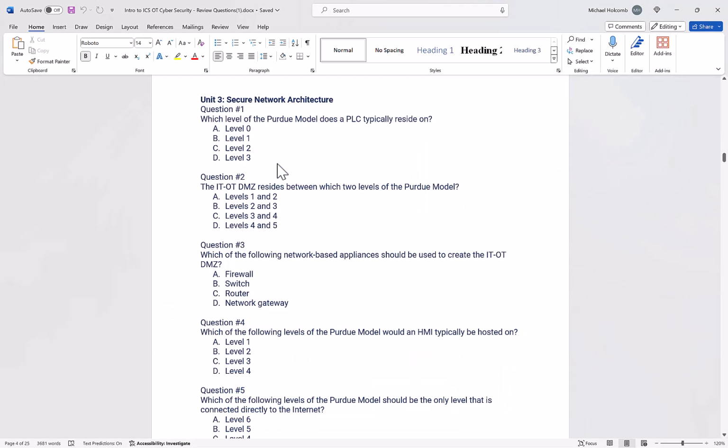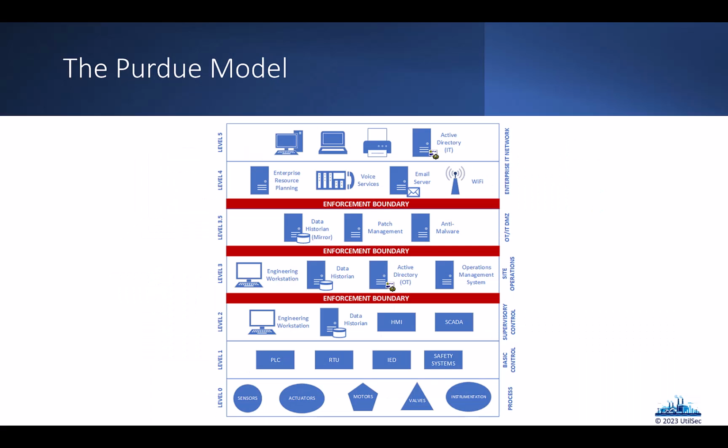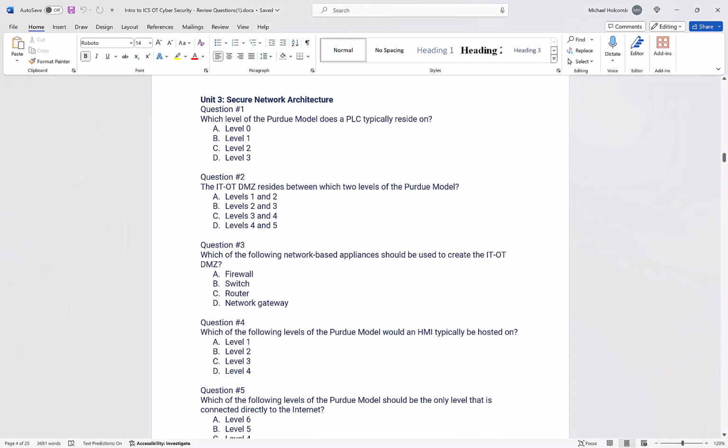Which level of the Purdue model does a PLC typically reside on? Remember, in the last unit we talked about sensors being at the lowest level, level 0, and that the sensors feed information to PLCs. So if our sensors are at level 0, then we would imagine that our PLCs are at level 1. We'll typically see PLCs at level 1, and there you can see it on the Purdue model. So the answer for question 1 is B.